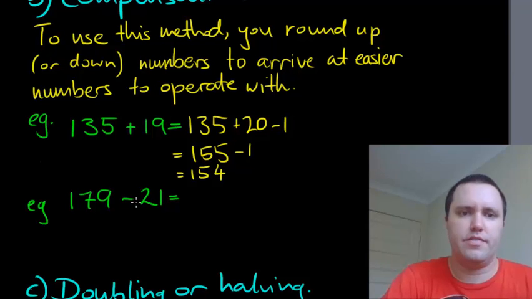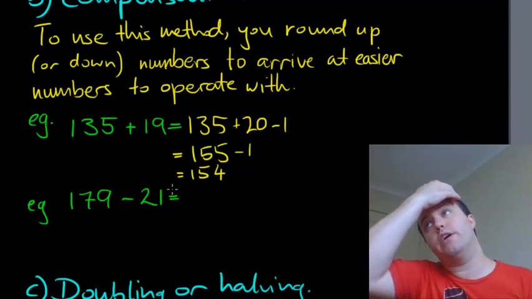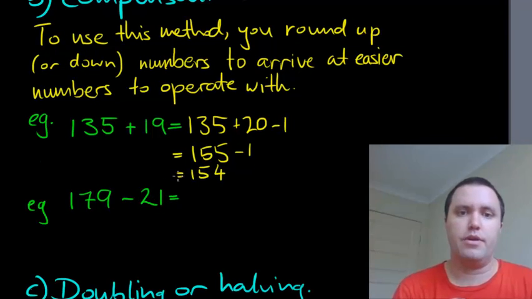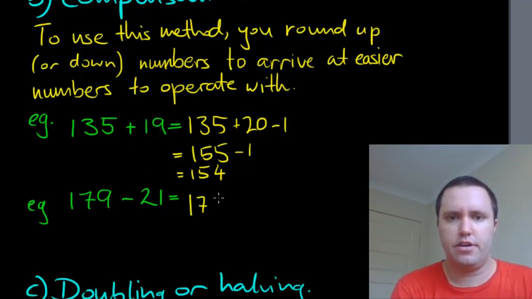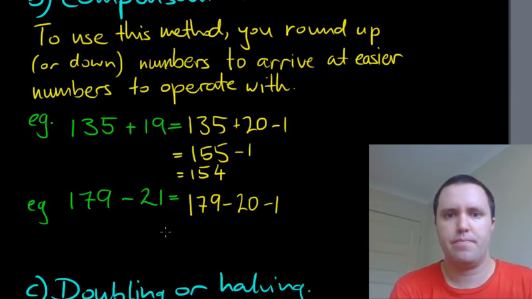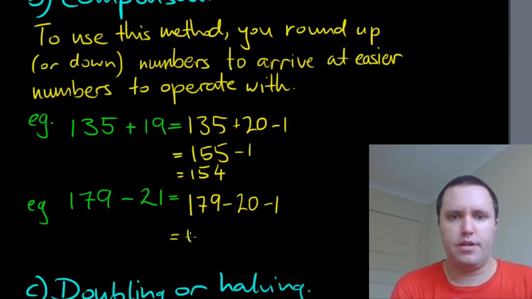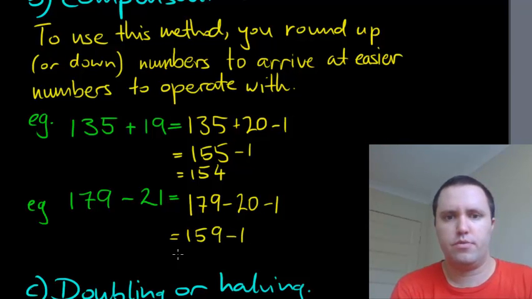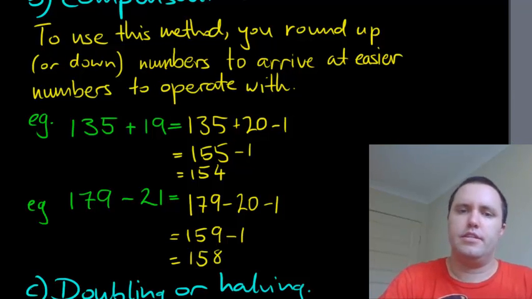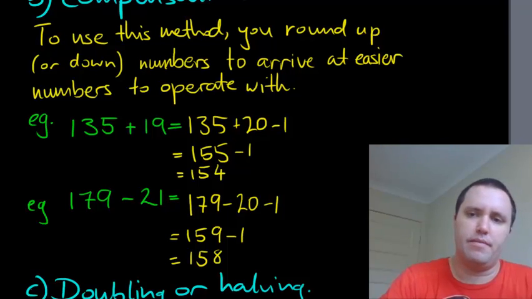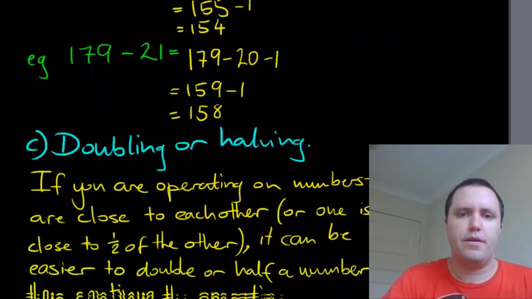Same with here, 179 minus 21. We can make the 21 closer to 20, make it 20 instead. So you have 179 minus 20 minus 1. Okay, so that is 159 minus 1, 158. Alright, some of these you might be doing in your head without these different methods, but these are some methods that you can use.